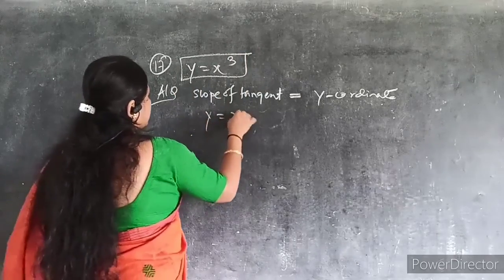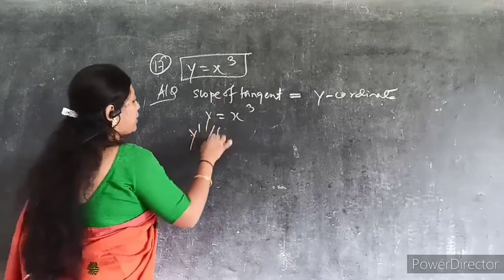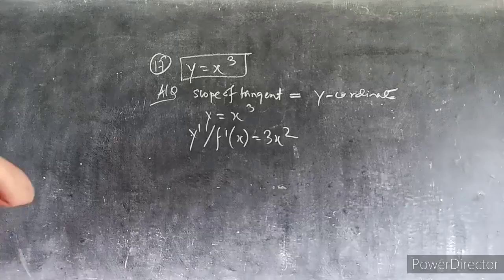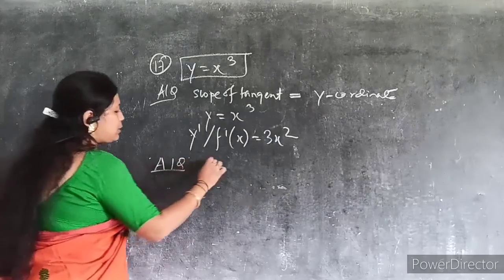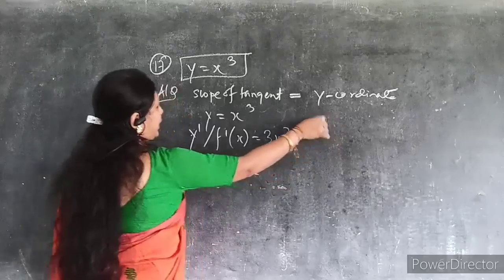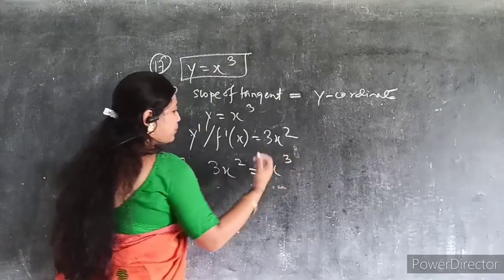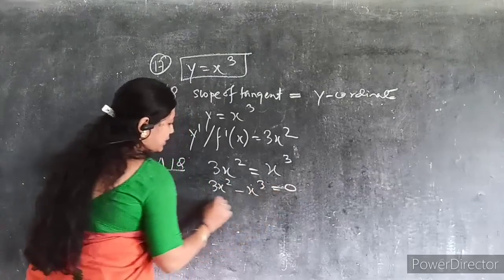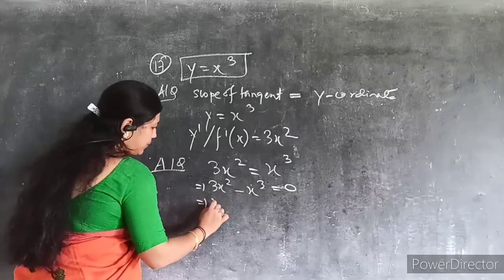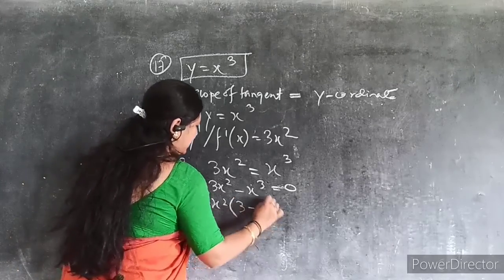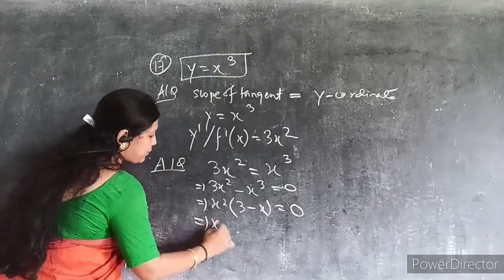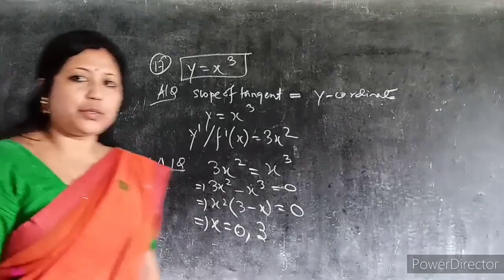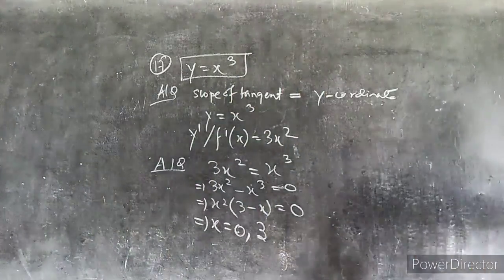So let us first find the slope of the tangent, that is y dash, or we can write it as f dash, and that is equal to 3x squared. Okay, that means you have to compare now the slope of the curve with your y coordinate. And what is your y coordinate? That is x cube, isn't it? So 3x squared minus x cube will be equal to 0. So here x squared will be common, so 3 minus x equal to 0. That means the x value will be coming 0 and the x value will be coming as your what? 3. So you have 2 x values.